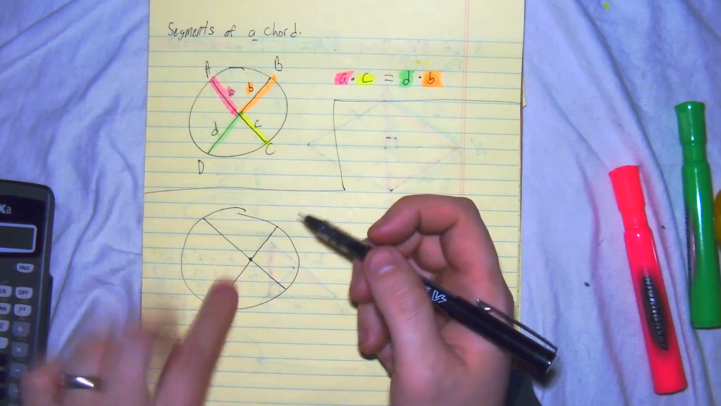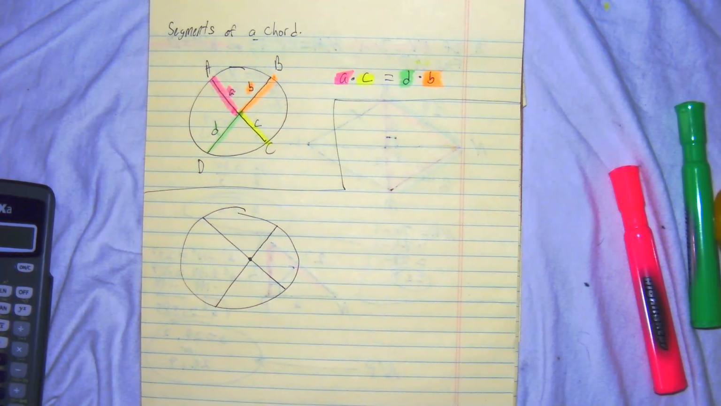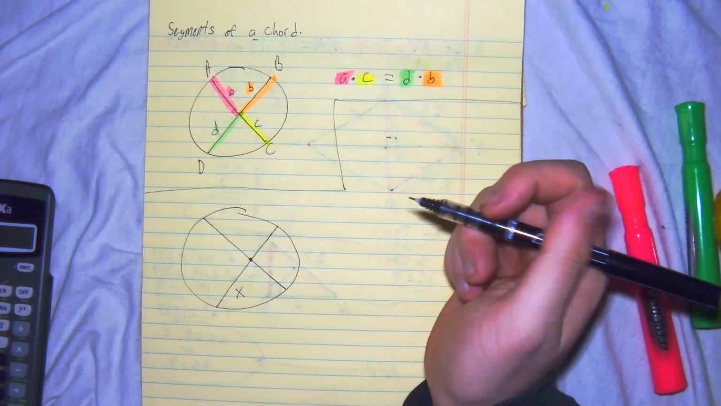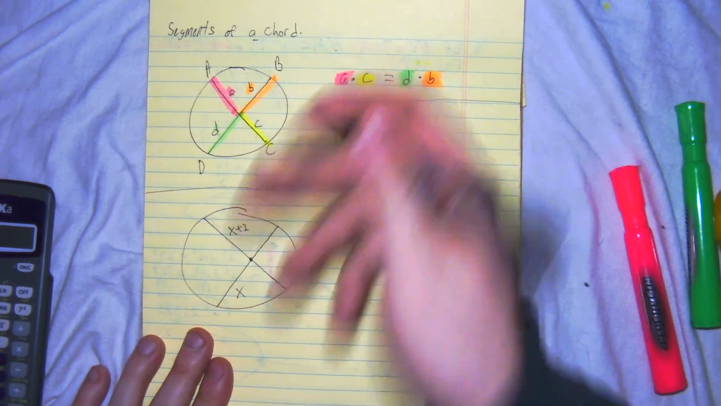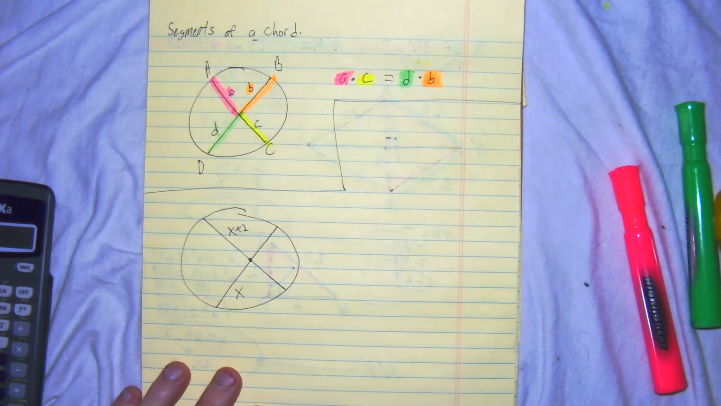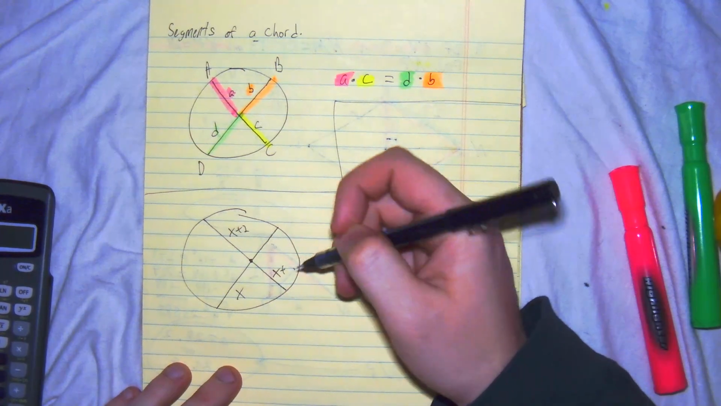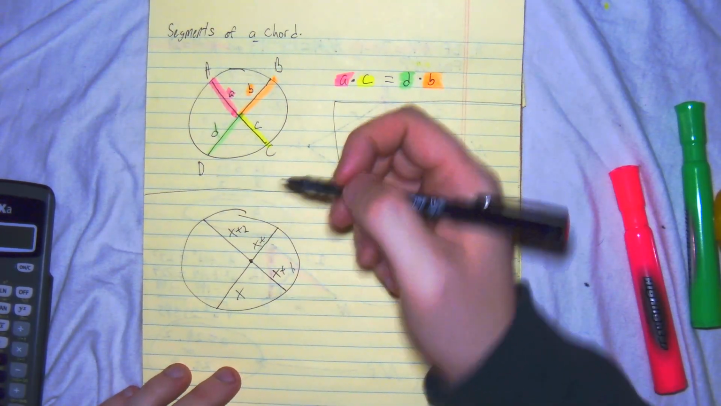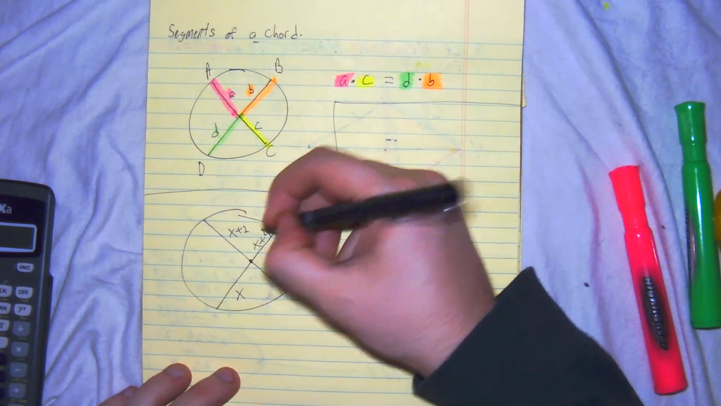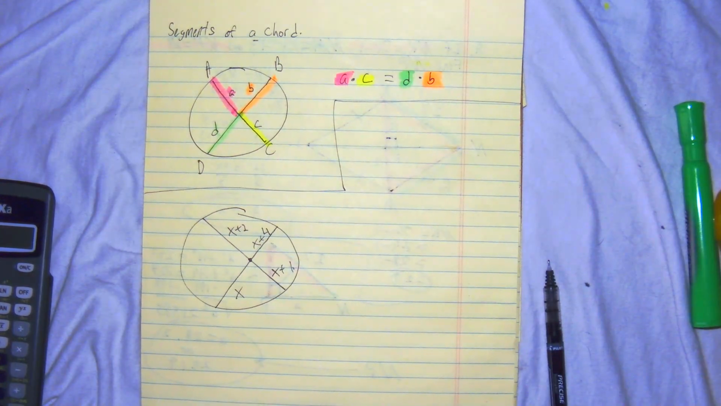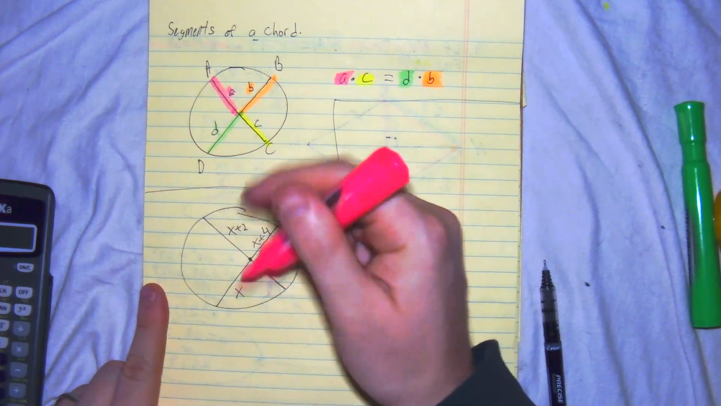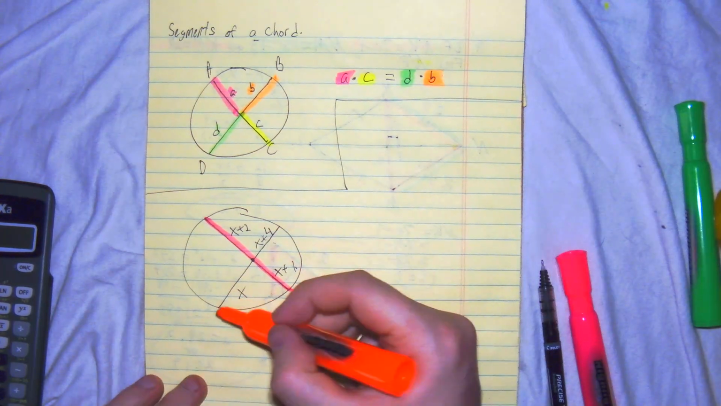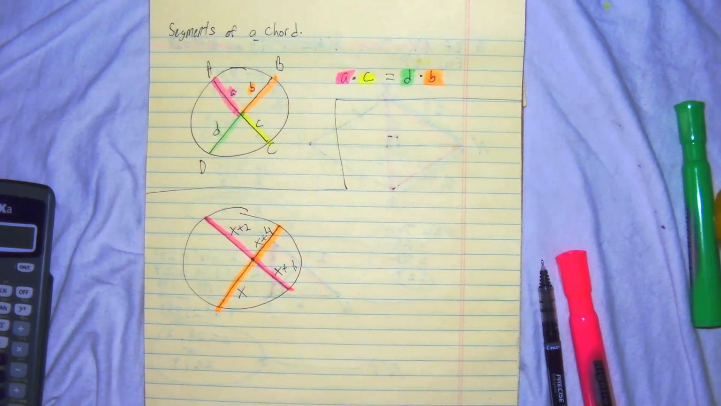Let's just assume that's the center. Oh, it isn't. No, it doesn't even matter if it's the center. X, that's just where they collide. X plus 2, X plus 1. Then we have X plus 4. So again, we can just show that you're going to multiply these by each other, and you're going to multiply these by each other.